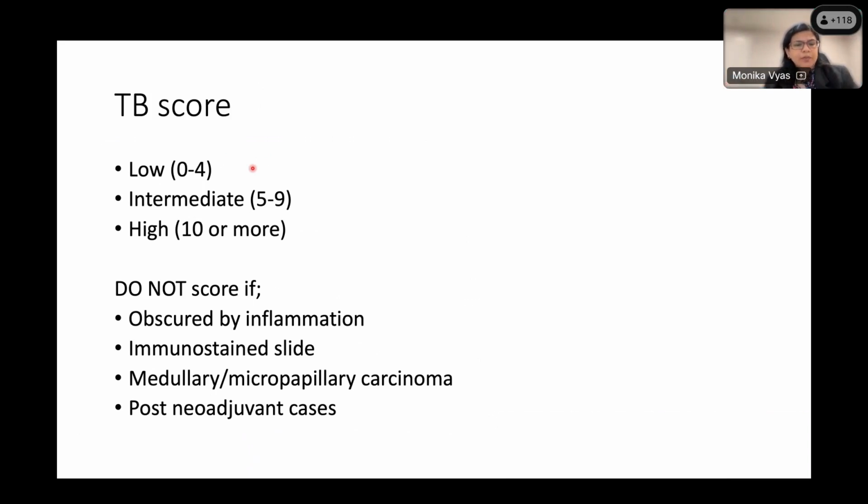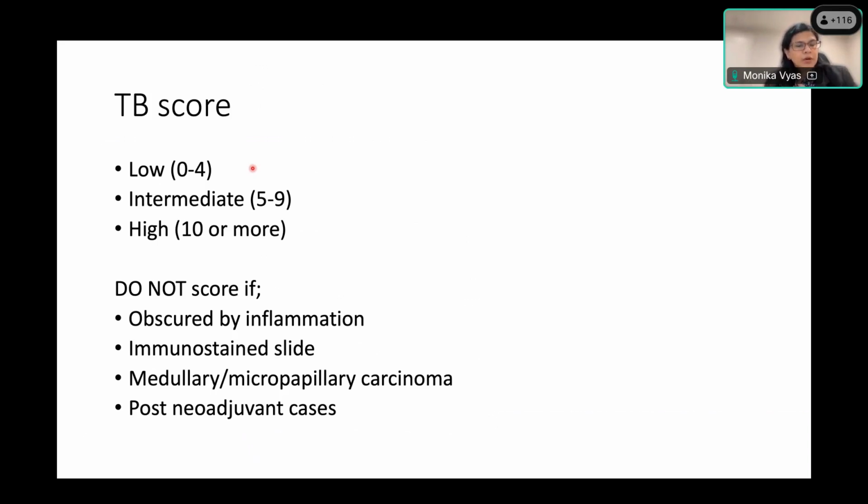Medullary or micropapillary carcinoma subtypes, again, you cannot do a tumor budding score. Medullary, because they have a pushing invasion, they don't have an infiltrative edge, so you don't have tumor buds, and not having tumor buds doesn't really translate into that type of prognosis for this histology. And also micropapillary carcinoma, because of the presence of multiple papillae, micropapillary areas would confound your tumor budding score.